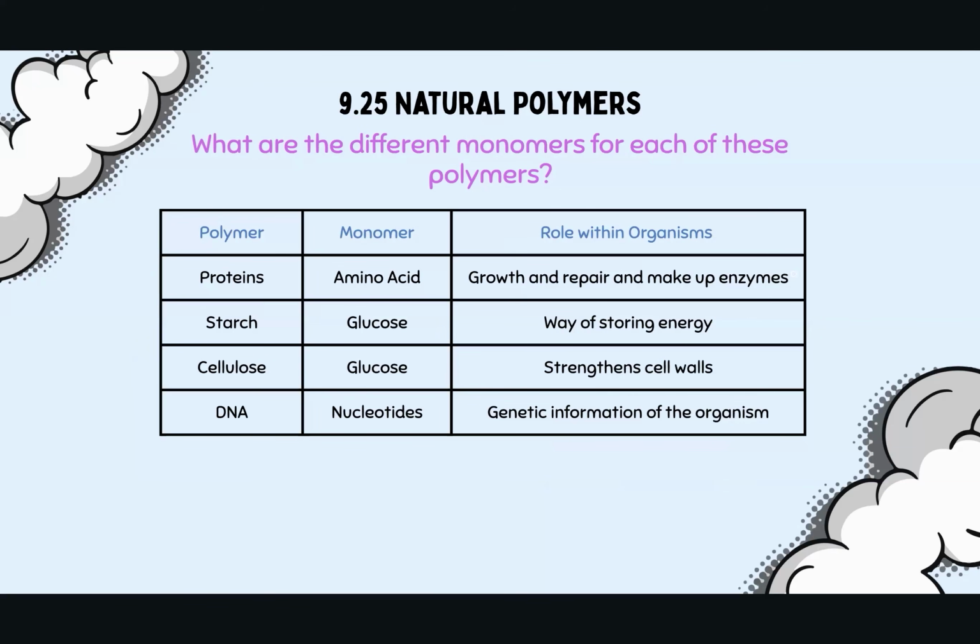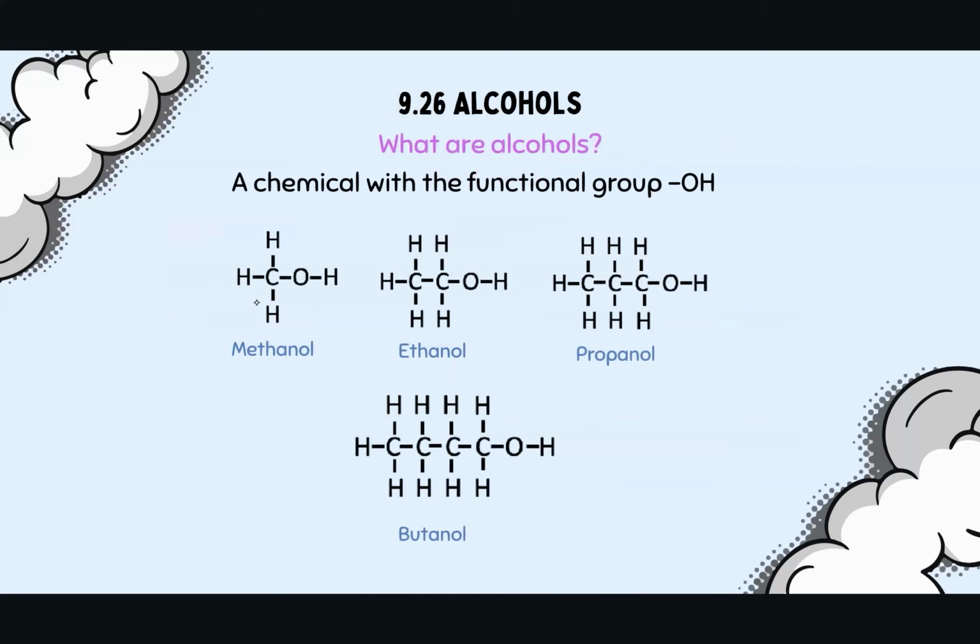So proteins we need for growth and repair, to make enzymes. Starch is a way of storing energy. Cellulose strengthens the cell wall. DNA provides genetic information of the organism. So all these are polymers, but naturally occurring polymers.